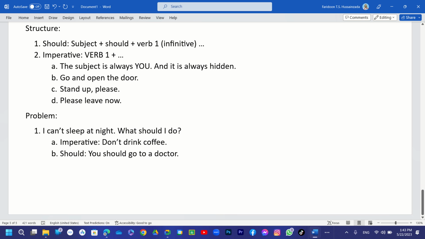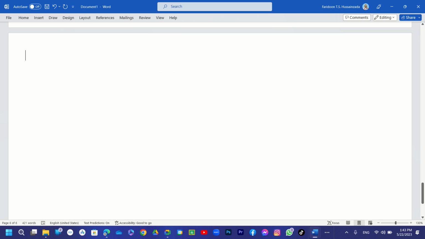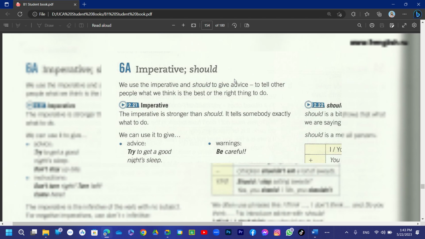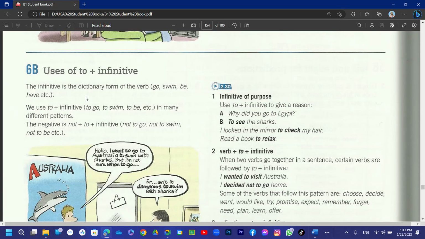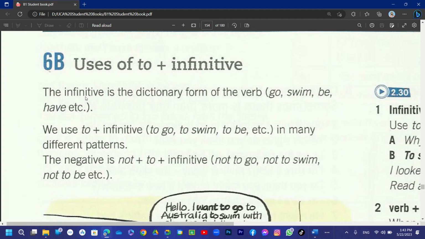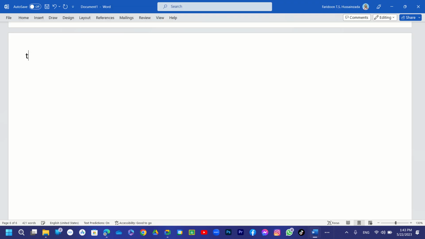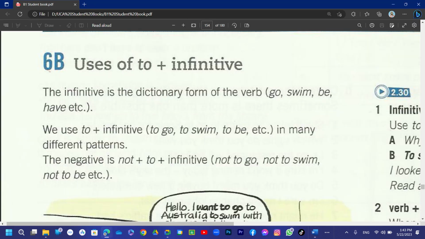Okay, so this was the other grammar topic. Going and checking the book once more, we have uses of to plus infinitive. So let's bring it here: to plus infinitive. The infinitive is the dictionary form of the verb: go, swim, be, have, and those things. So it's just verb one. Simple words, verb one, okay?